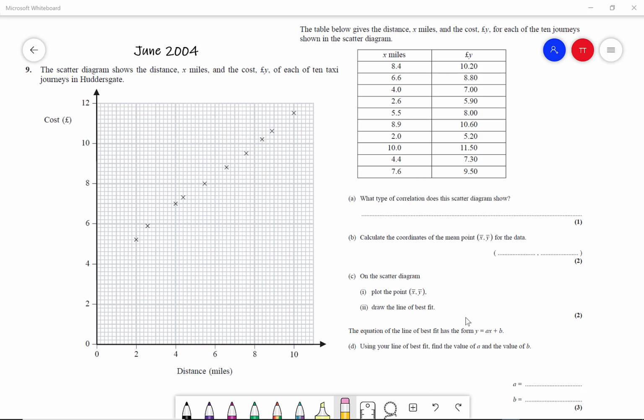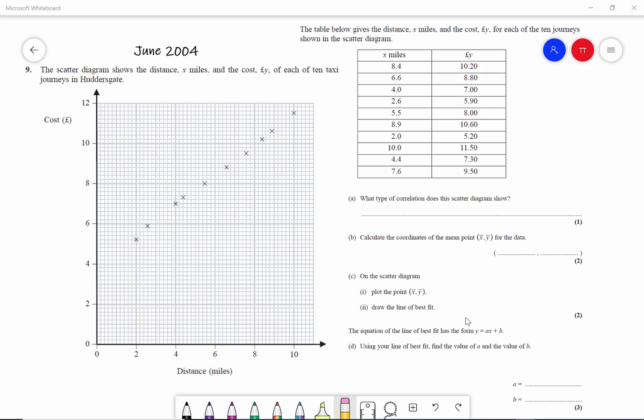Now in statistics, the variable on the y-axis is called the response variable or the dependent variable, and the variable on the x-axis is called the explanatory variable or the independent variable. The reason the y value is called the response or dependent variable is that in this case the cost will depend on the distance traveled by the taxi.